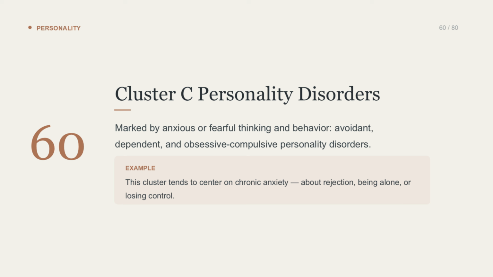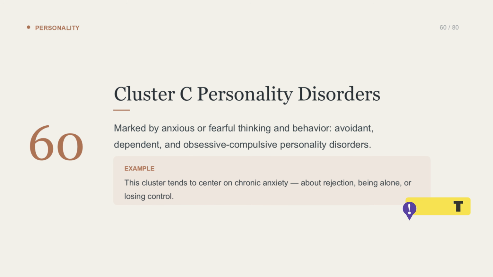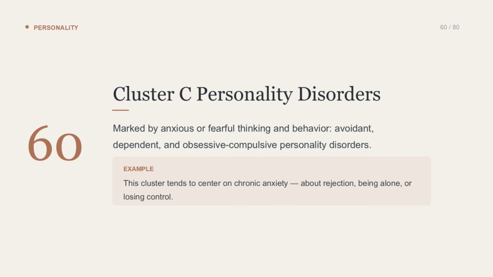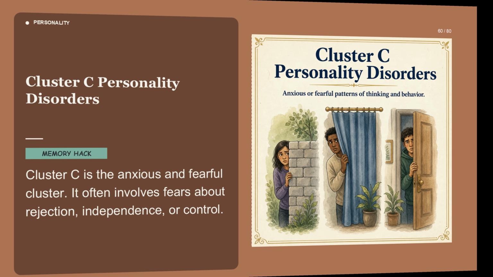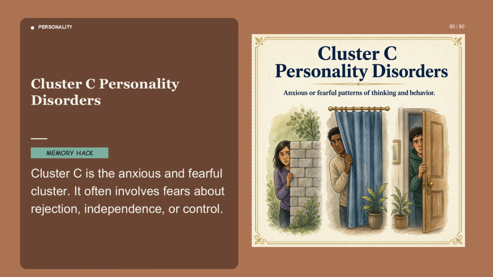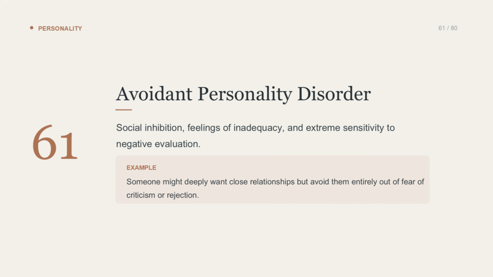Cluster C personality disorders are characterized by anxious or fearful thinking and behavior, and include avoidant, dependent, and obsessive-compulsive personality disorders. For example, this cluster tends to center around chronic anxiety, whether about rejection, being alone, or losing control.